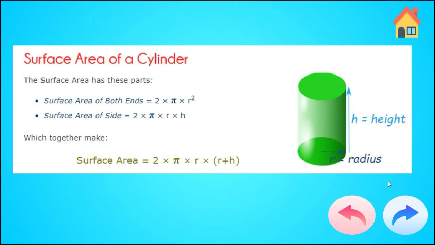Okay, next. Surface area of a cylinder. The surface area has these parts. Surface area of both ends equals 2 times pi times r squared. And then surface area of the side is 2 times pi times r times h, which together make the surface area 2 times pi times r times (r plus h).